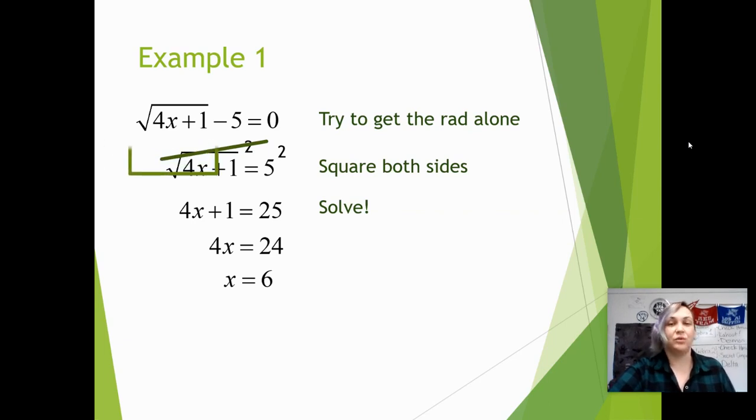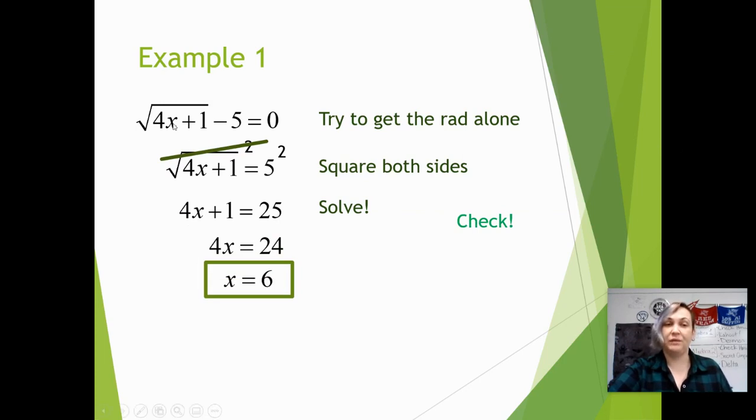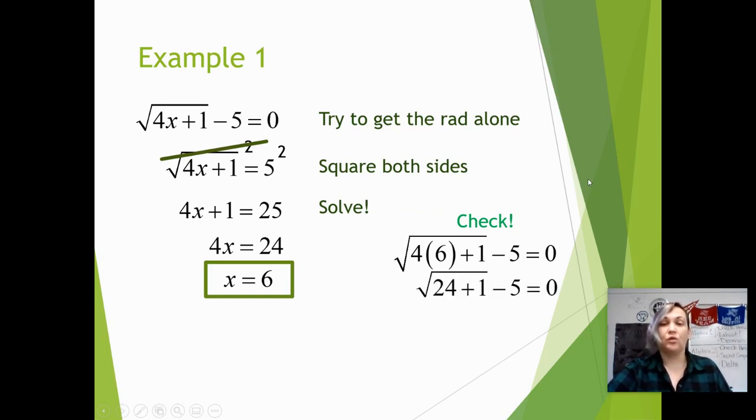Once you've solved, it's important that you check your answer. Make sure that it works back in the original problem. So I'm going to take my 6, and plug it back in up here to my x. When you're solving, you have to simplify the inside of the radical down to a single number before you can actually take the square roots. So 4 times 6 is 24. 24 plus 1 is 25. And now that I have a single number underneath my radical, now I can take the square root of that number. And it turns out that this problem does work, so we did a good job.